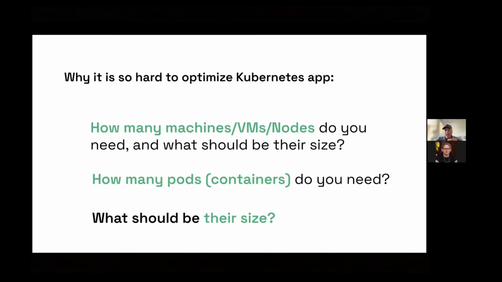And once you know that, what should be the size of the container? Each container needs to have a size. Do they use 100 millicores, the 0.1 core? Do they need 1 core? Do they need 10 cores? How much memory do they need? So you see, all these answers are interconnected. The answer to one question will impact the other two questions. This is why it's so hard to decide in advance what the real consumption of resources is for my app.